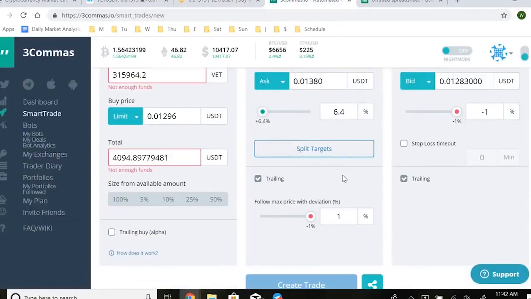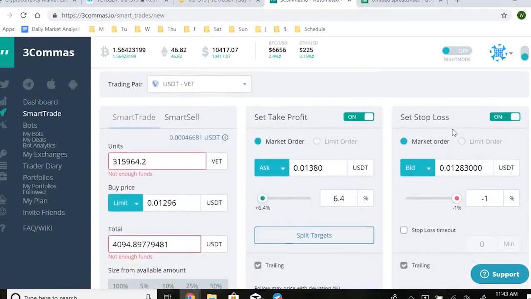So it's very nice to have this and something that I'm actually excited to use. And then lastly, we have the set stop loss.